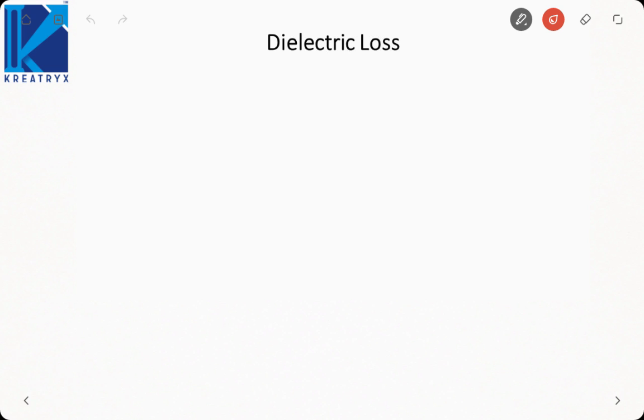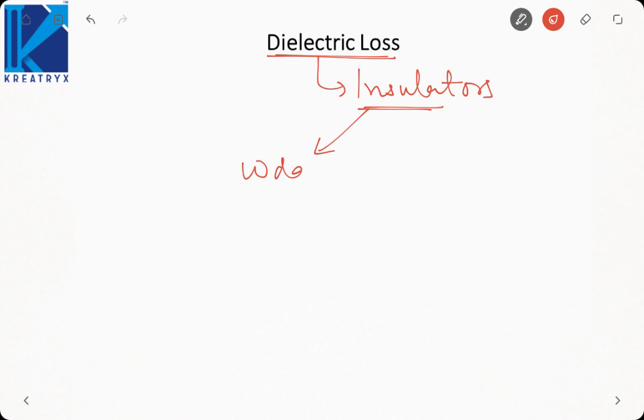The last type of loss is the dielectric loss. Dielectric loss occurs in insulators present in the transformer. Now insulators can be due to two reasons. One is the winding insulation. When I was telling you about interleaving of the winding, we were keeping an insulation between the core and the winding and between the high voltage and the low voltage winding. The other is due to the oil in the transformer. Oil also acts as an insulator, so it will also have some dielectric loss.